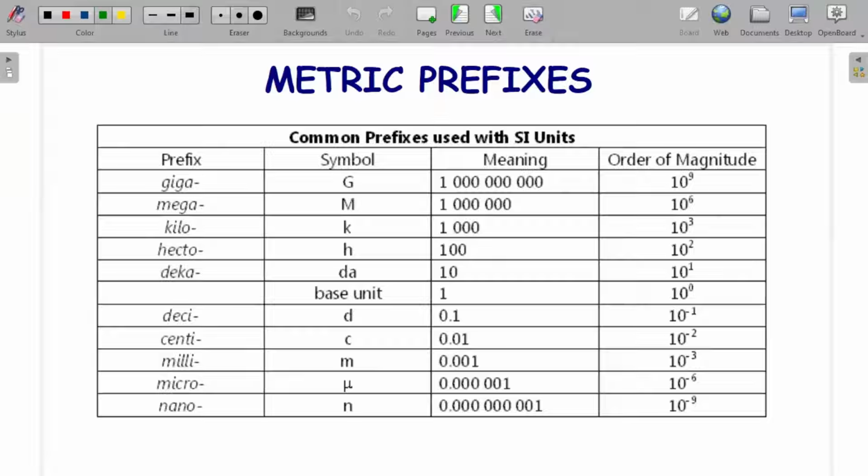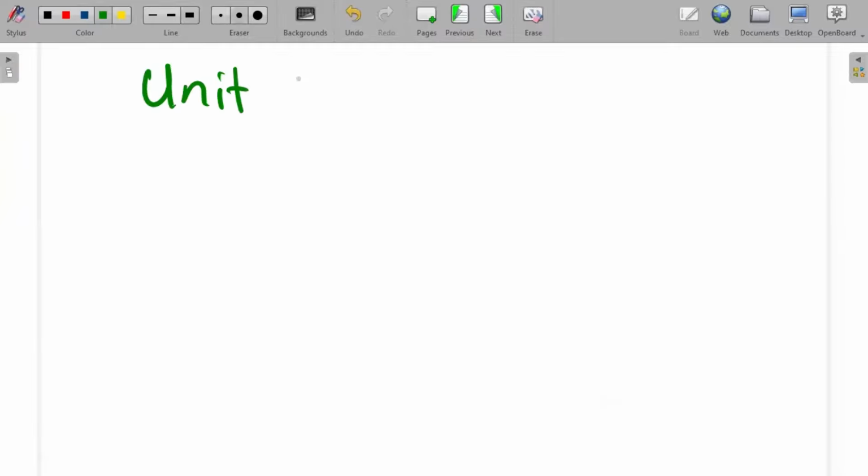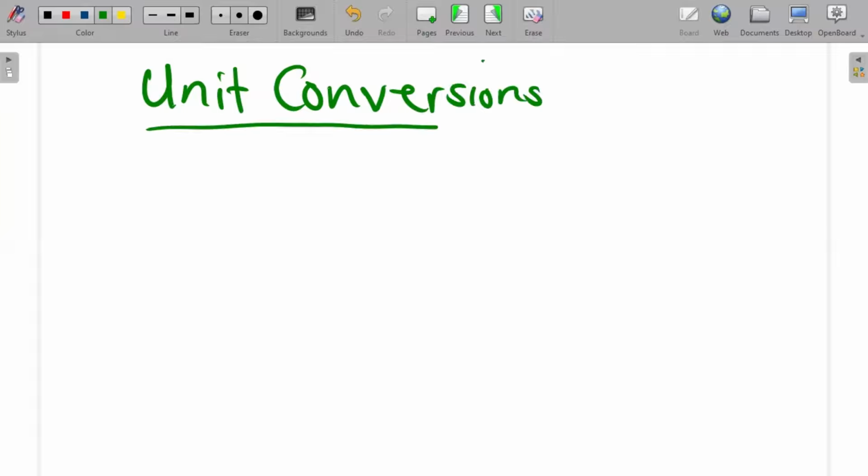So now I would love to talk about the unit conversions. For us to start converting units, we're supposed to have a very good knowledge of these metric prefixes that we have here, because mostly the questions that you're going to encounter under unit conversions are going to be testing your knowledge of the metric prefixes. So we can go to what we call unit conversions.